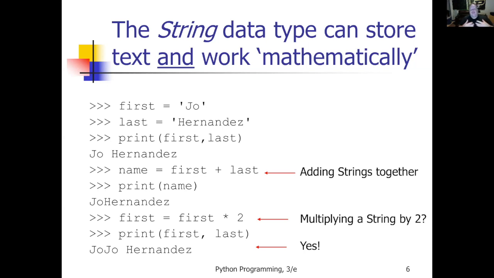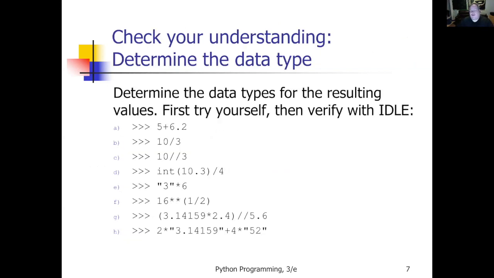So I can do these things sort of mathematically with strings to manipulate them: adding two strings together, multiplying a string by an integer. I can't multiply it by a float, but I can multiply it by an integer. So in a way, we can work mathematically with strings as well. So what are the data types for these values? Try it and then play with it.